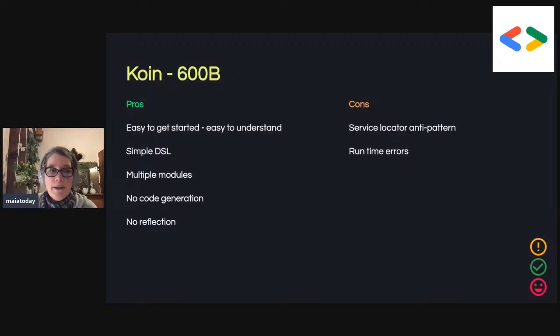If I'm looking at Koin, it adds 600 bytes to your APK, not huge, but something. The pros are it's easy to get started. It's pretty easy to understand. In concept, it's closer to the manual implementation. There's a simple DSL. It can handle multiple modules, so you don't need to worry about instantiating objects at different lifecycle points. There's no code generation. There's no reflection, so it's not going to affect your build at all. The cons are that it is that service locator anti-pattern, and you could get runtime errors if you don't add that check to your unit tests.